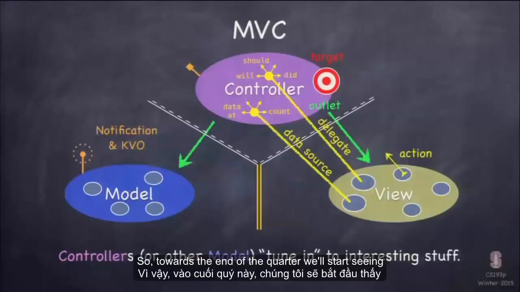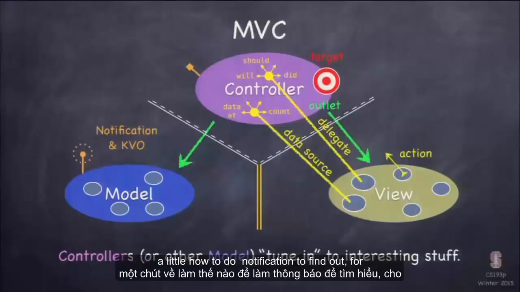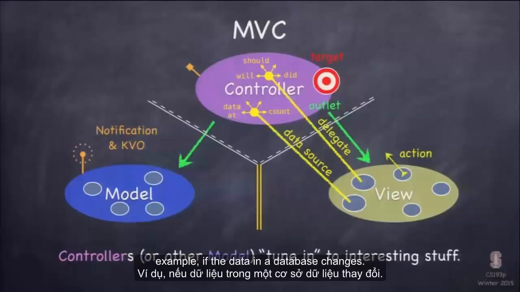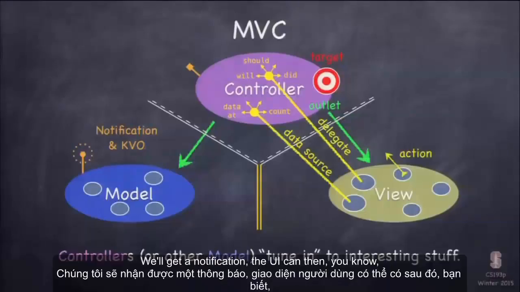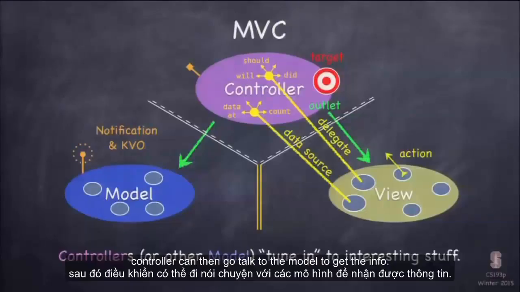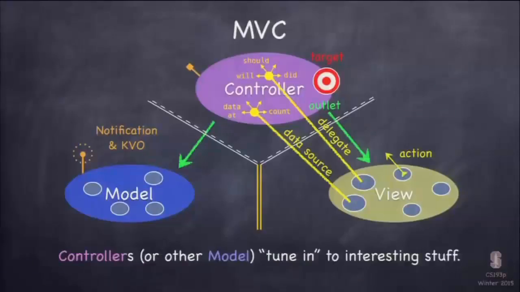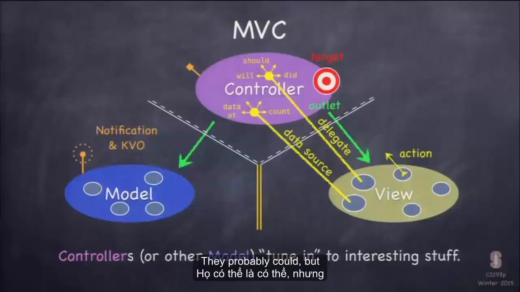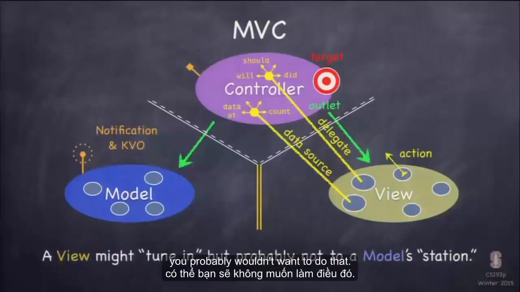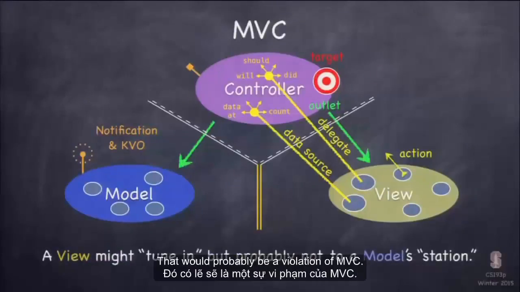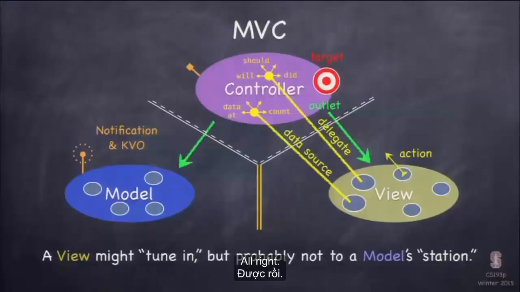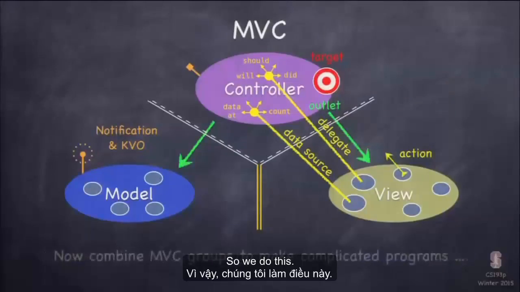Towards the end of the quarter, we'll start seeing how to do notification to find out, for example, if the data in a database changes. We'll get a notification, and the controller can then go talk to the model to get the new info. Some people have asked, can a view tune into the radio station? They probably could, but you probably wouldn't want to do that. That would probably be a violation of MVC.